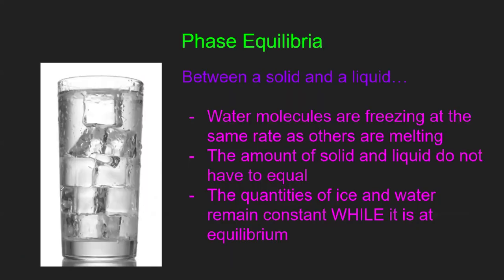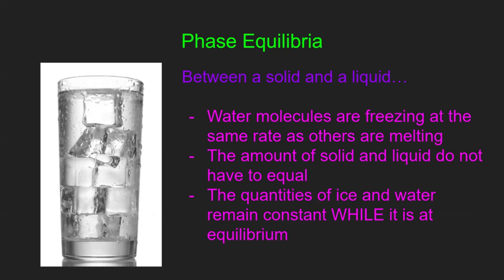All right. Now let's talk a little bit more about phase equilibria. In this phase equilibria, we've got a solid and a liquid. That means that the water molecules are freezing at the same rate as others are melting. Now we do know that this equilibrium will not stay. It will occur at different points, and then at different points will get destroyed. Eventually, all the ice is going to melt, and at that point, the equilibrium will get ruined because you remember you have to have both states present for the equilibrium to occur.